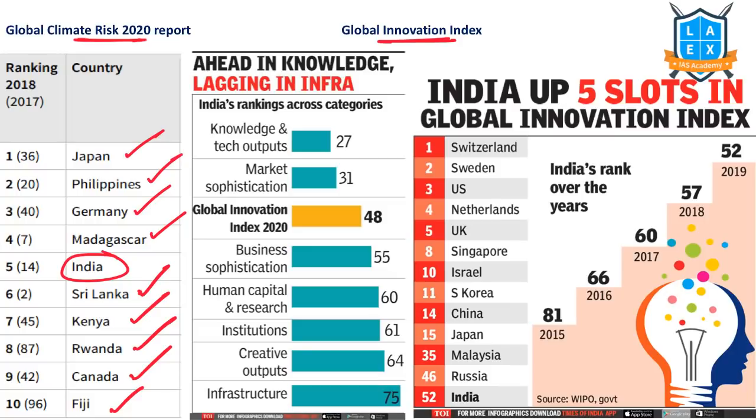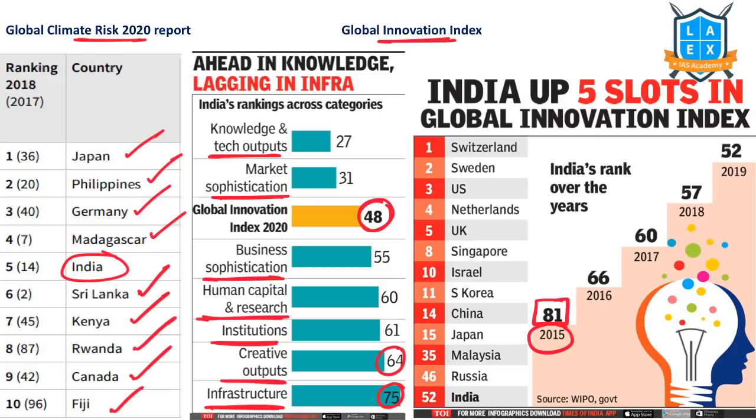Global Innovation Index, as we said, considers 7 pillars, 7 points: knowledge, technology outputs, market sophistication, business sophistication, human capital, institutions, creative output, and infrastructure. Out of these things, see, infrastructure, here we are lagging, creative outputs we are lagging. Total we got 48th rank. In 2015, our rank was 81. And now last year we got 52. This year 48. There is a huge improvement in this ranking.